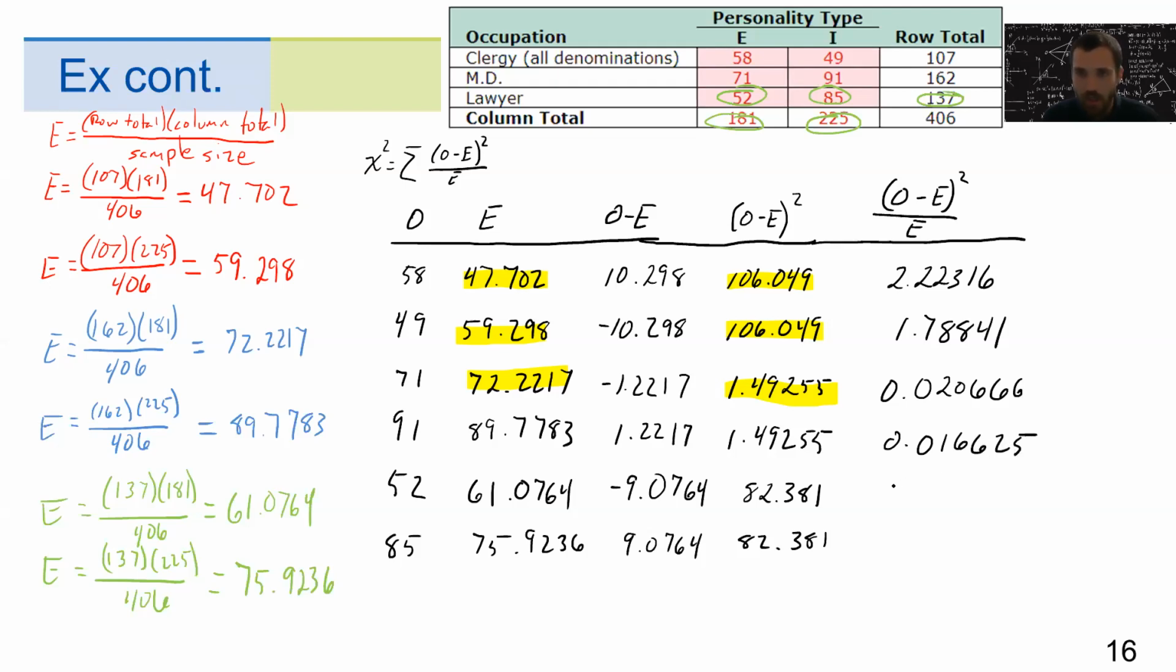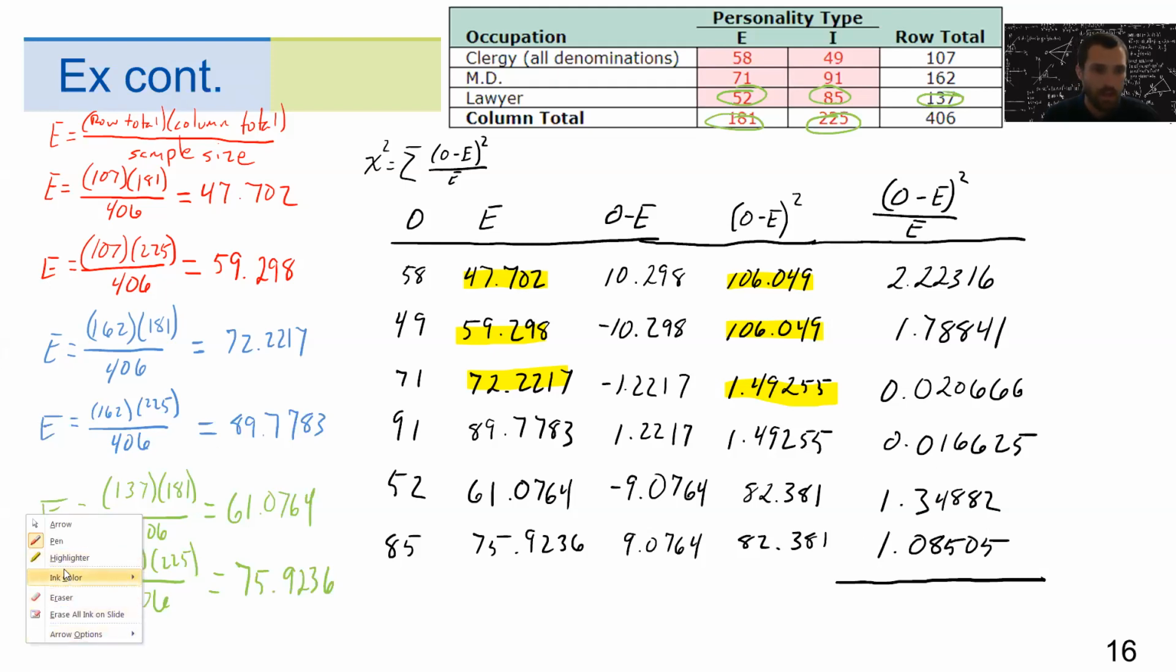All right, and then this one is 1.34882. And then the last one is 1.08505. All right. Now, this is very important, okay? Remember, these were just from doing this divided by that column. Now, I need the sum. So all I'm going to do is add this entire column.